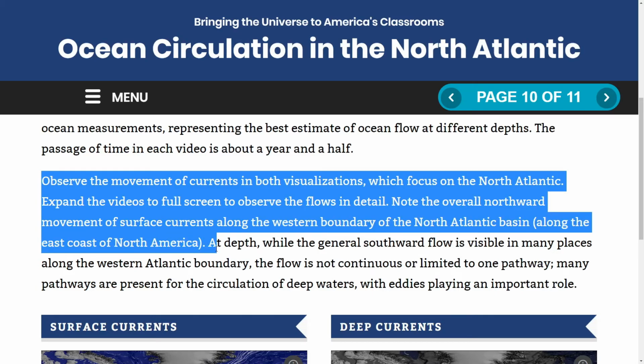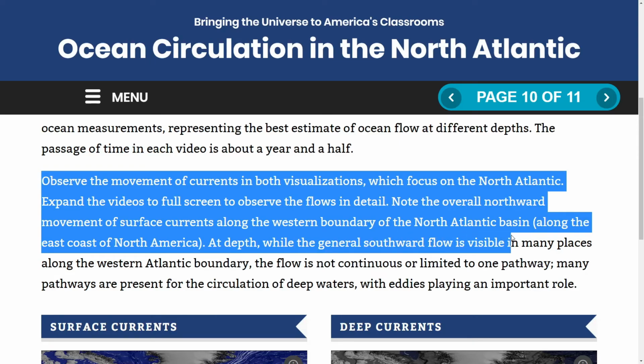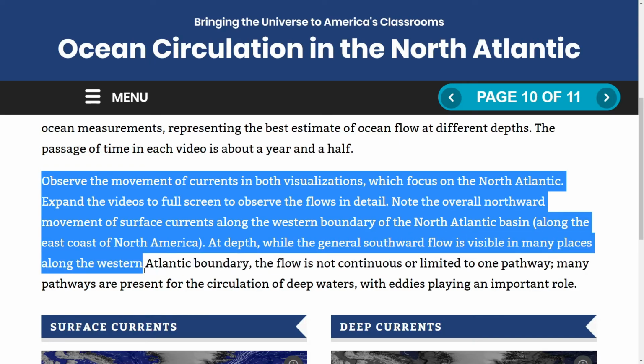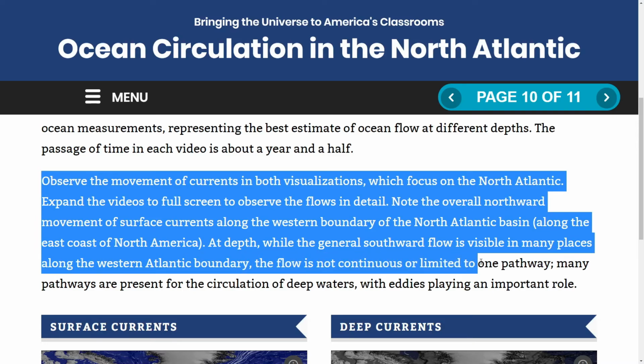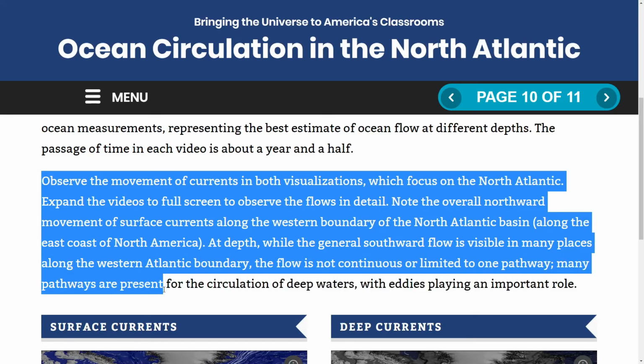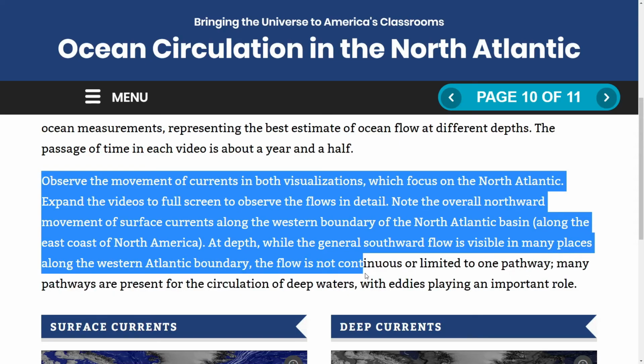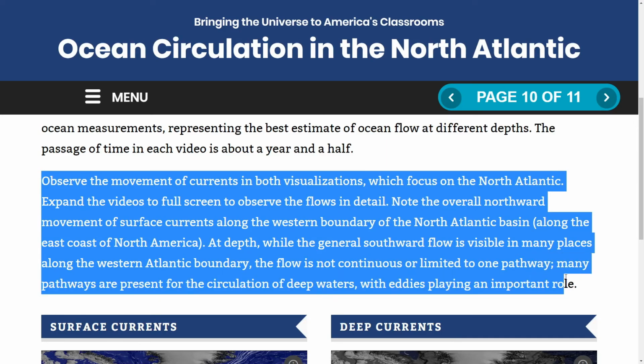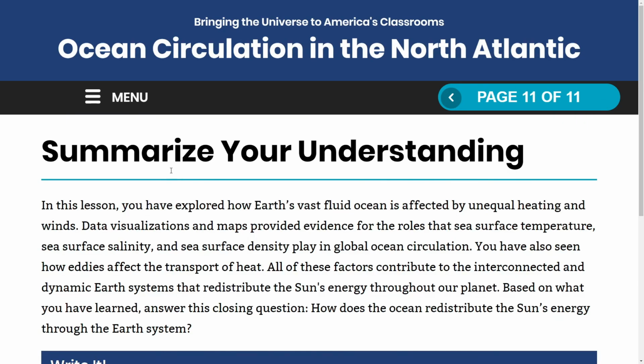coast of North America. At depth, while the general southward flow is visible in many places along the western Atlantic boundary, the flow is not continuous or limited to one pathway. Many pathways are present for the circulation of deep waters, with eddies playing an important role. Summarize your understanding.